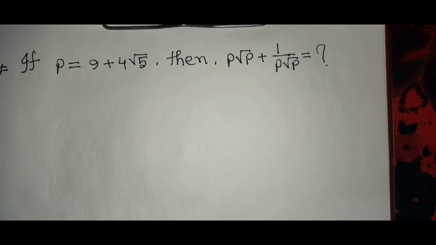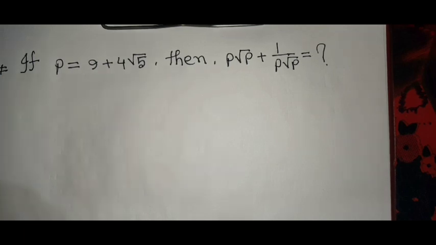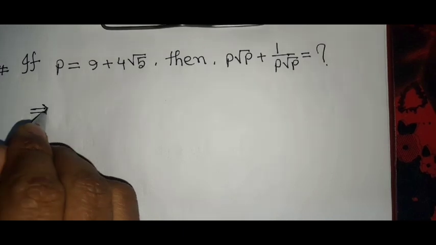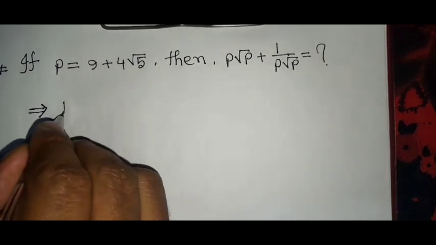Today I will solve this simply. We are given that p equal to 9 plus 4 root 5, then find out p root p plus 1 by p root p. Let's start by the given.